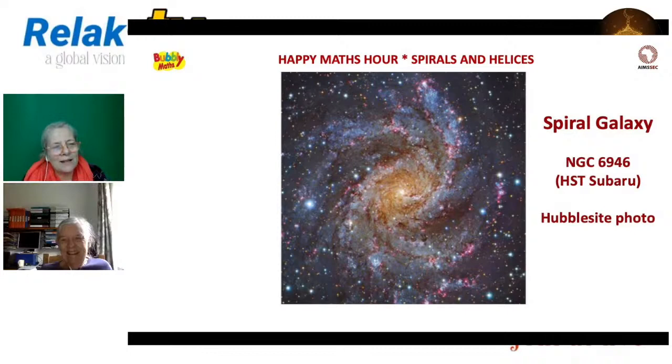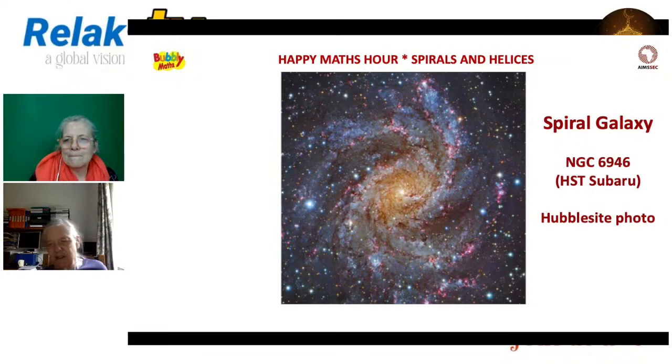And if there are astronomers out there watching, they're probably going, what are you on about? We're talking nonsense. If you're watching this and you don't like it, please comment and correct us. We'd much appreciate it. Thank you. So this is named NGC 6946, HST Subaru, apparently.